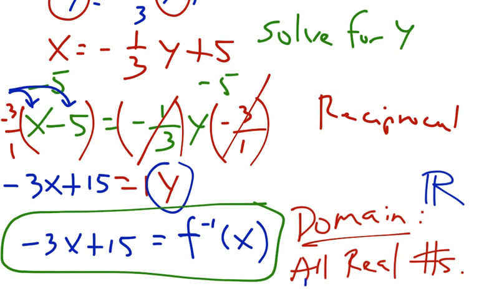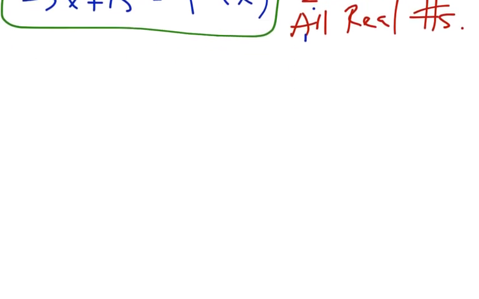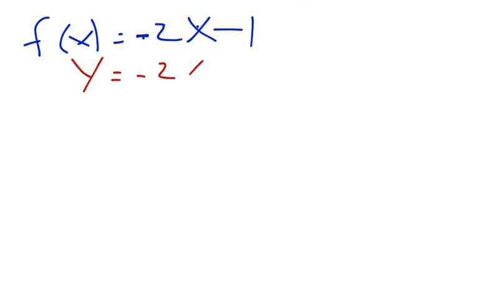Let's do one more. Let's do an easy one as well. Okay, let's move this board up there, and let's do one more. Let's say we're doing an inverse function. Let's do f of x equals negative 2x minus 1. Okay, first step, instead of the f of x, I write y equals negative 2x minus 1.